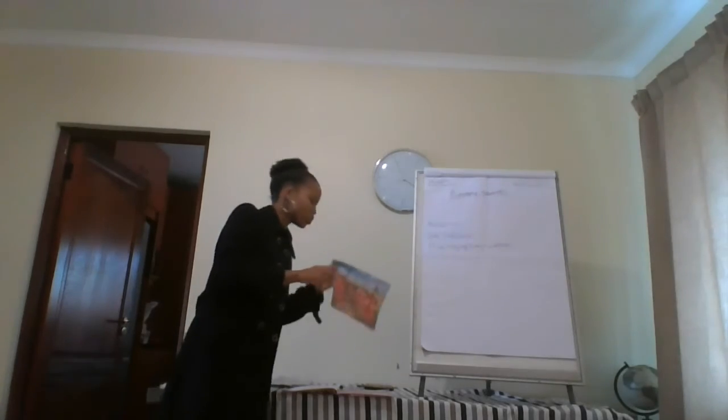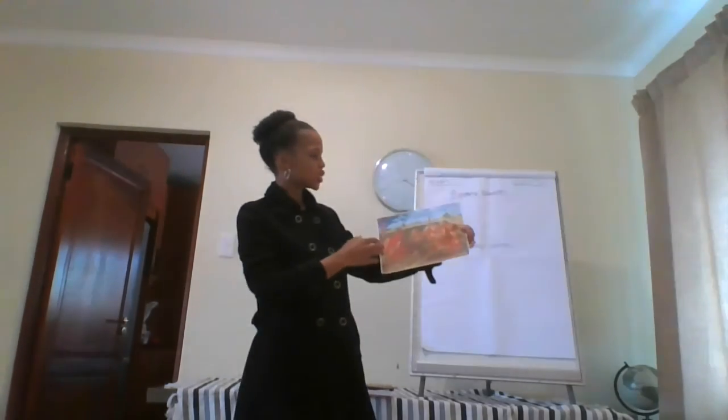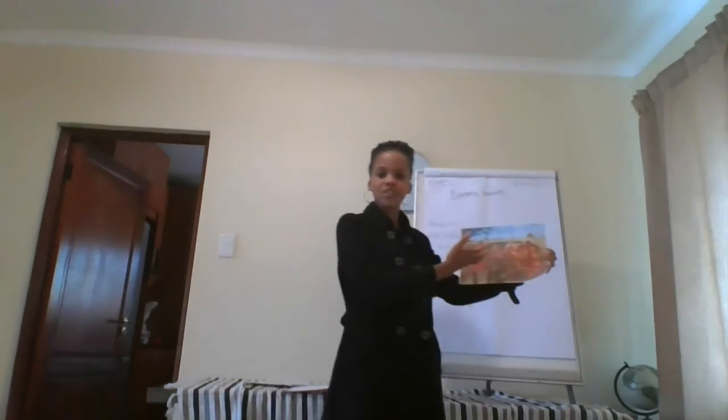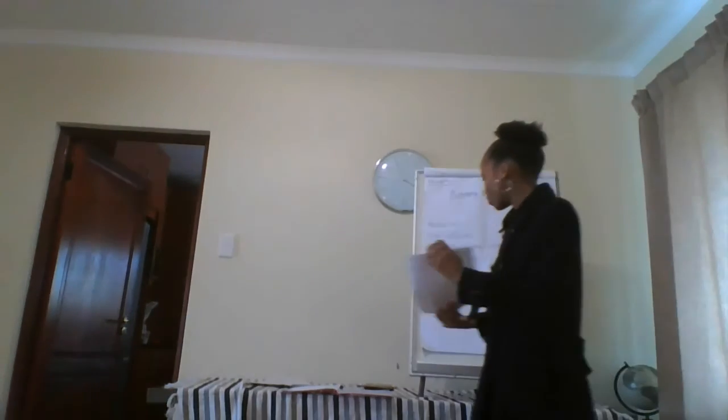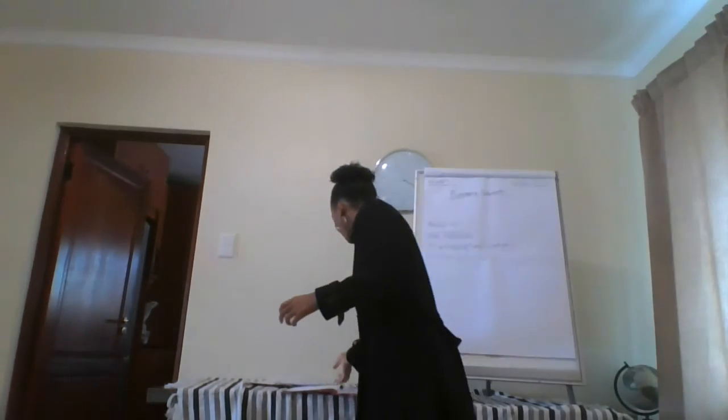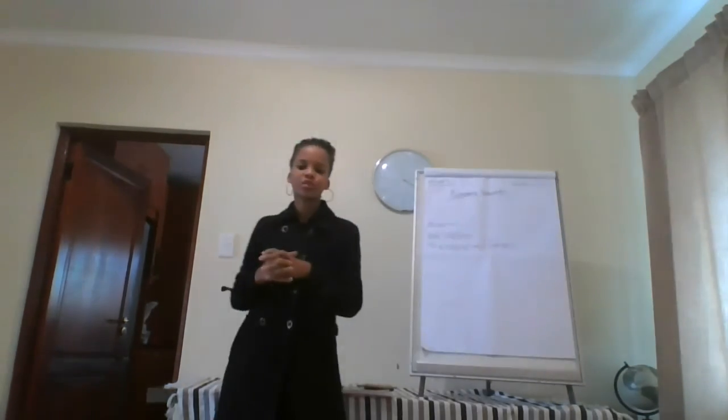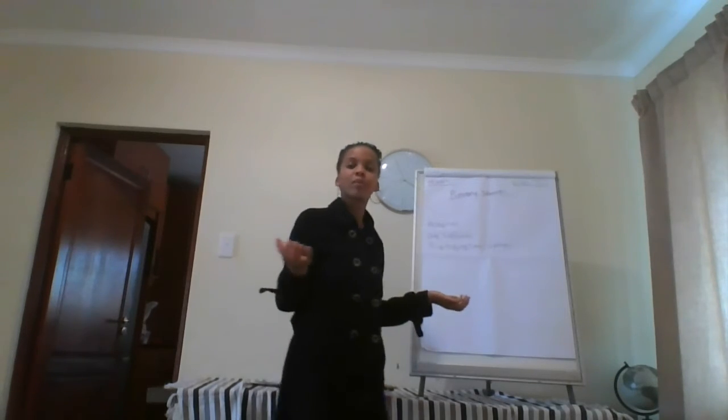I have this photograph in my hand, which is a picture of the San people. We can tell from just looking at the picture that the San people were hunters or gatherers because of what they are doing in the picture. So these are just examples of primary sources. Another example of primary sources can be newspapers.